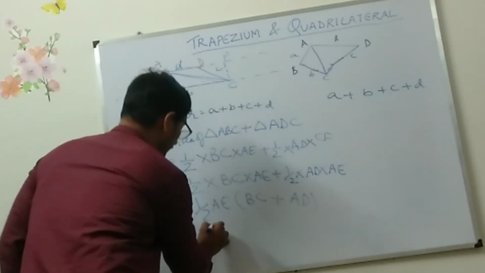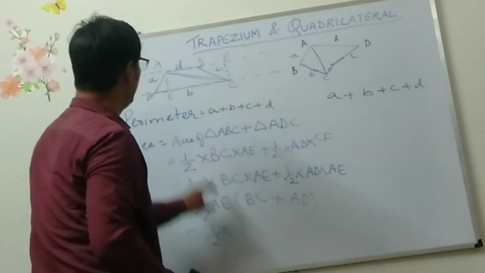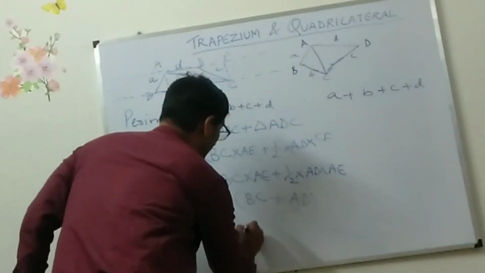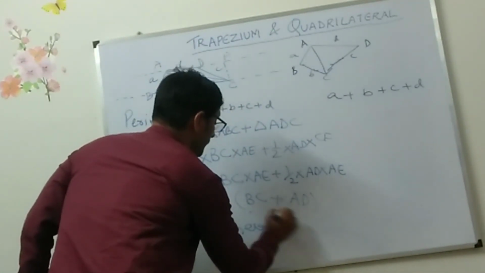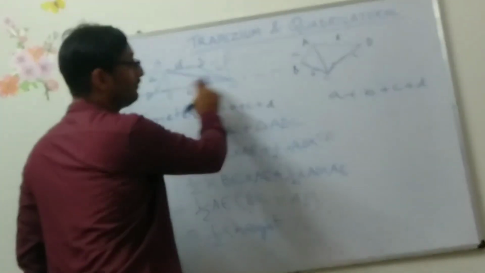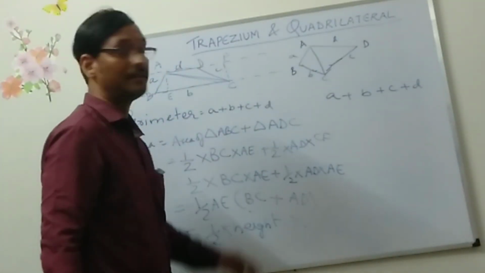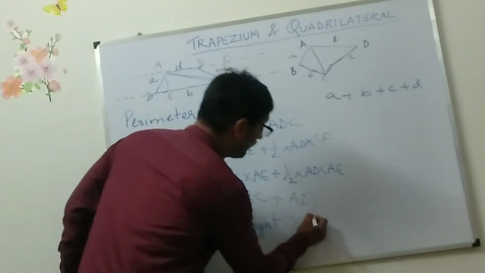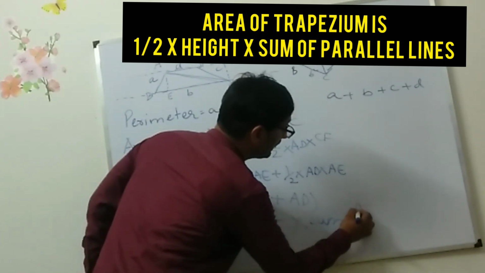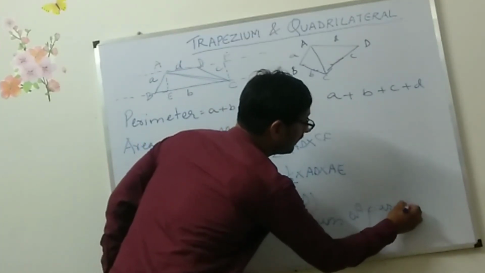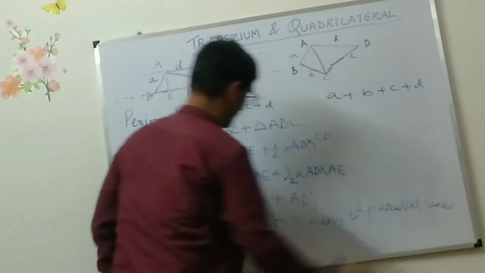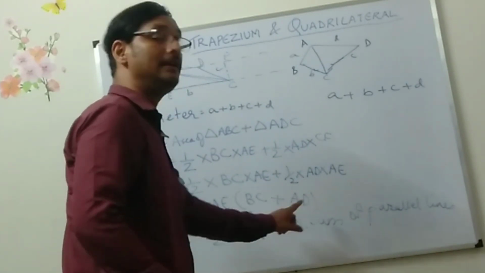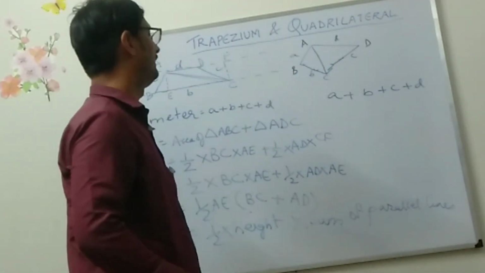So how does it look? See, half into, what is AE? AE is height. So what will I write? Height. And what is BC? BC is one line and AD is another line. And these two lines are what? Parallel lines. So in place of this, what will I write? Sum of parallel lines. So the area of trapezium is half into height into sum of parallel lines.